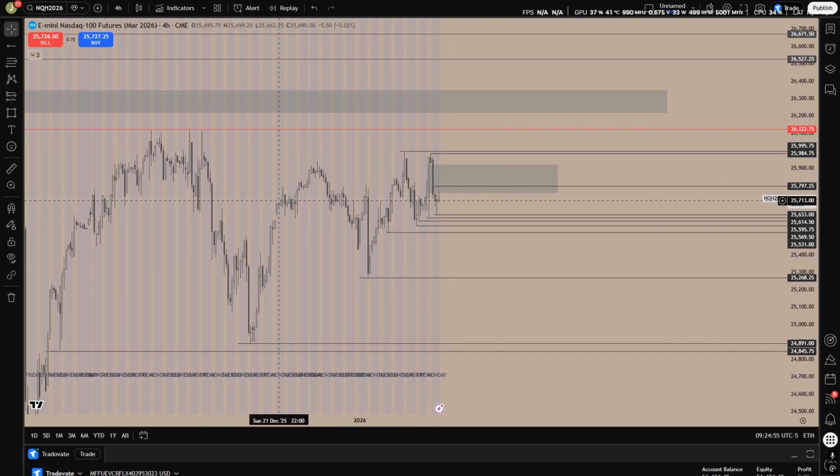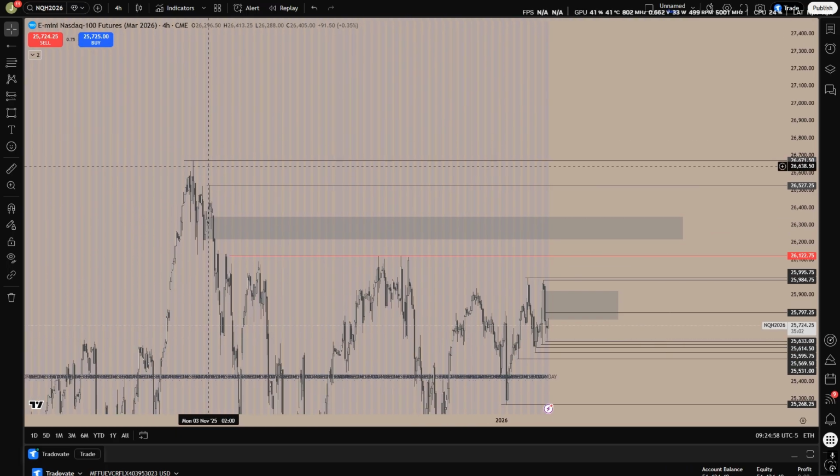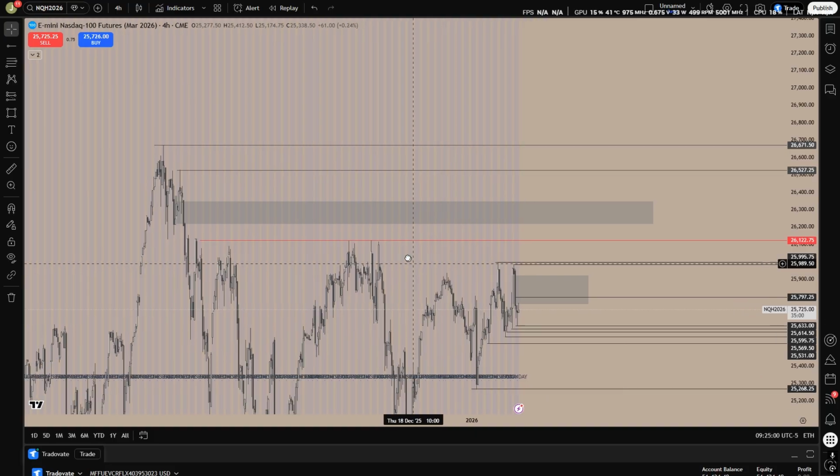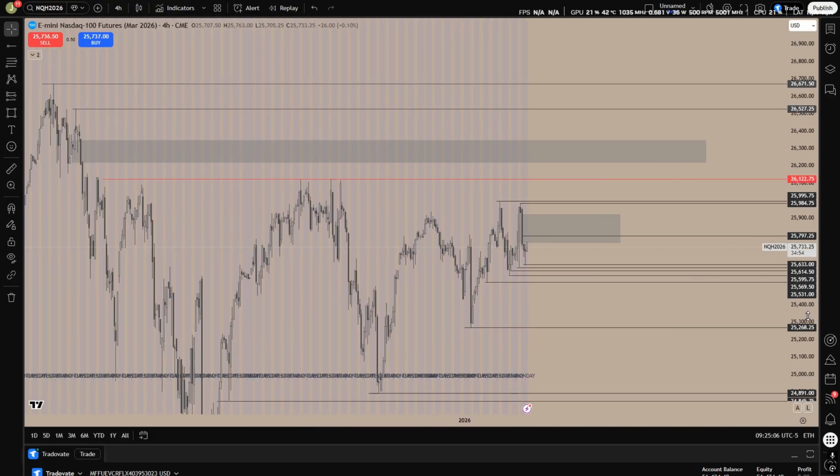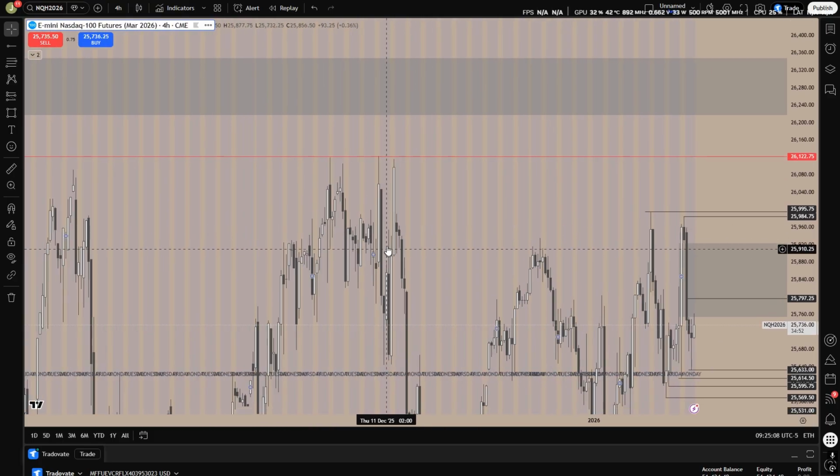These are going to be called my draws on liquidity. All these wicks up here, this is where I want to see price trade up to and take out these wicks that are left here. You can treat them as orders.